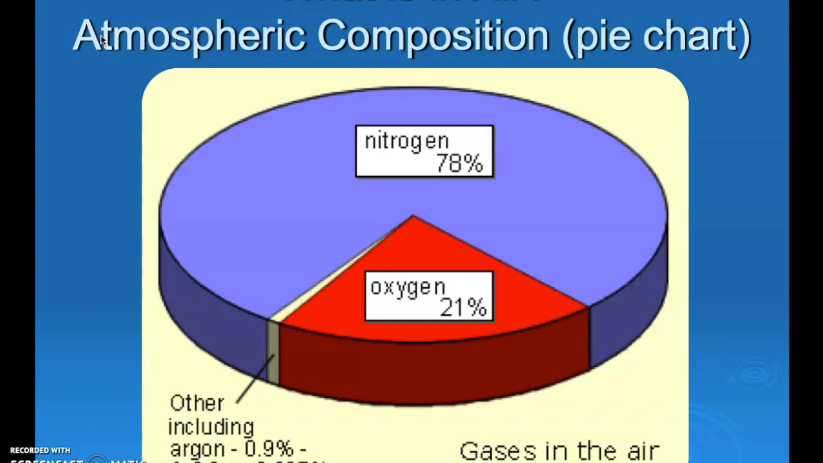And there are many, many other types of gases in the atmosphere, but they are found in trace amounts. So there are things like argon and carbon dioxide and water vapor and hydrogen and helium. And they're all floating around in the atmosphere, but they're just not found in very high concentrations.